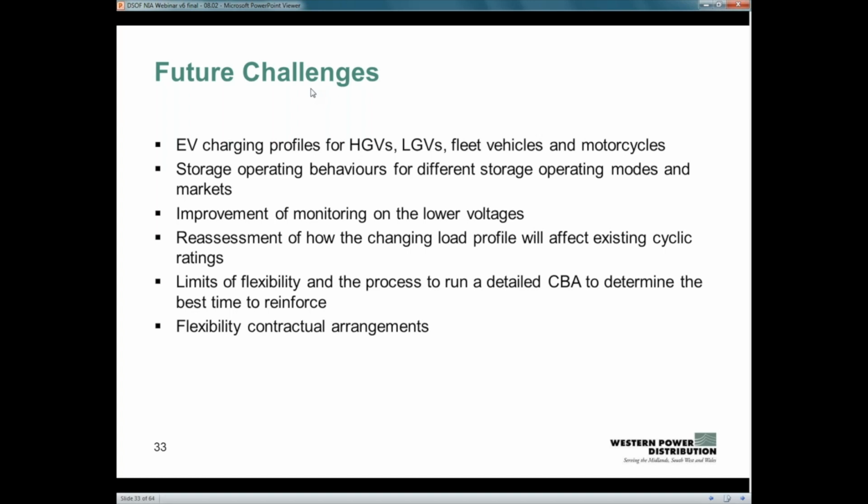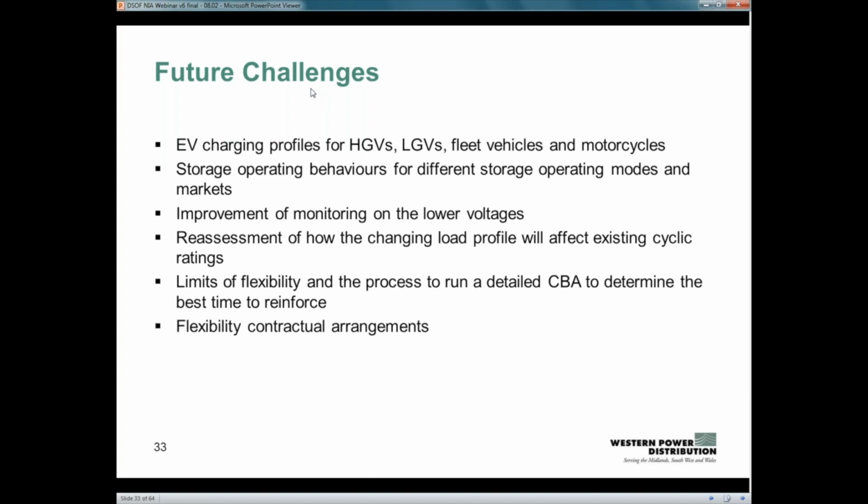We still need a much better understanding about how fleet vehicles are going to charge, if HGVs and LGVs have a large uptake, sort of bus fleets, etc. So the more information and projects that go on with this, the better. The same sort of thing with storage. There's still relatively small amounts connected, so the more we can understand about how they're going to operate, the easier it is to design the network.